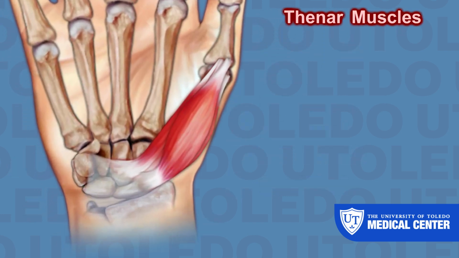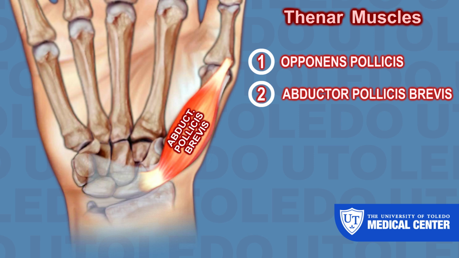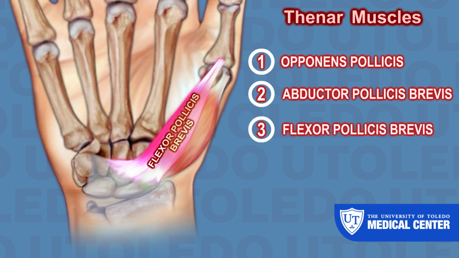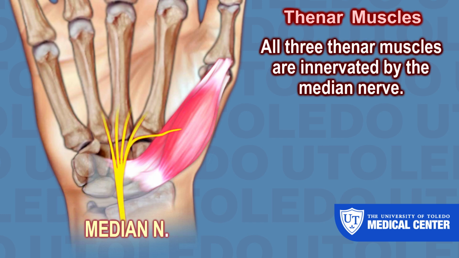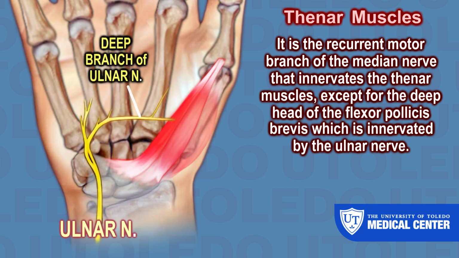The thenar group of muscles include the opponens pollicis, the abductor pollicis brevis, and the flexor pollicis brevis muscles. All 3 thenar muscles are innervated by the median nerve. It is the recurrent motor branch of the median nerve that innervates the thenar muscles, except for the deep head of the flexor pollicis brevis, which is innervated by the ulnar nerve.